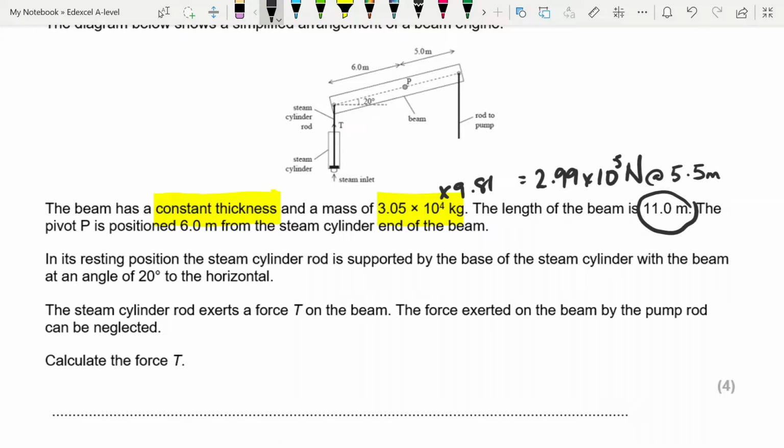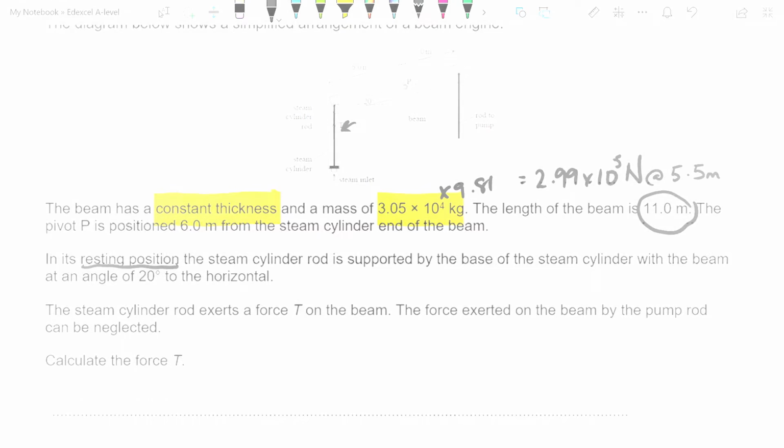And we're going to redraw this beam to make it much more simple in a moment. In its resting position, so by this it means equilibrium, which means our moments will be equal. The steam cylinder rod is supported by the base of the steam cylinder. All of this is supported at an angle of 20 degrees to the horizontal, so as we see in the picture. And we want to find out the force T. So let's have a little redraw of this diagram so that it makes it clearer for us.